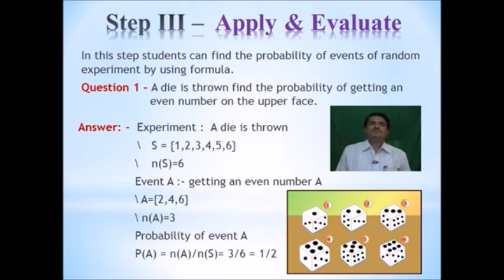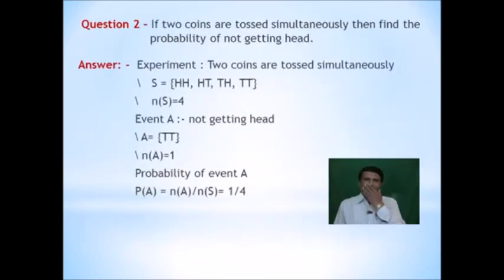When a die is thrown, S is equal to 1, 2, 3, 4, 5, 6. N of S is 6. Event A is getting an even number, then A is equal to 2, 4, 6. So N of A is equal to 3. Probability of event A is P of A is equal to N of A upon N of S, that is 1 by 2. Second question. If two coins are tossed simultaneously, then find the probability of not getting head. So the answer is like this. Students will give the answer.